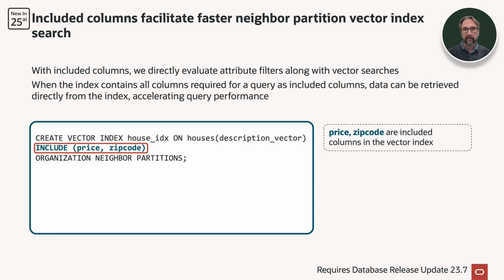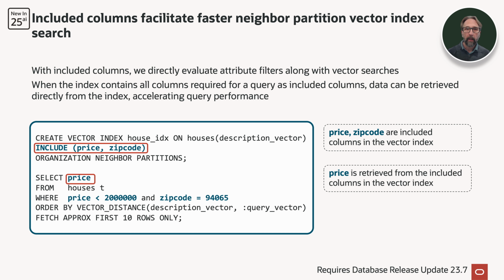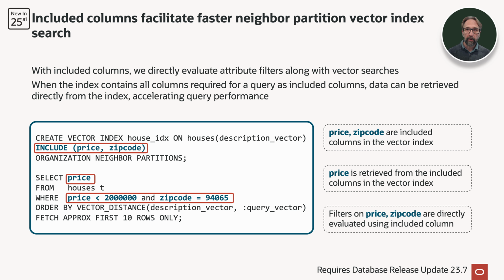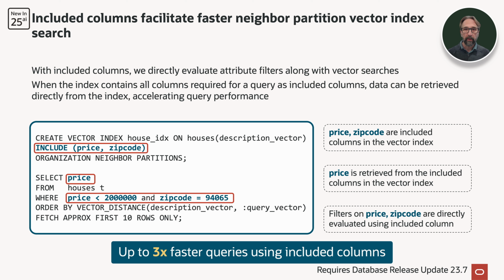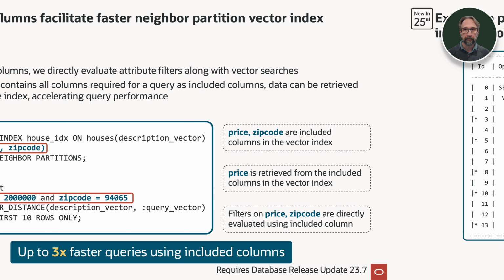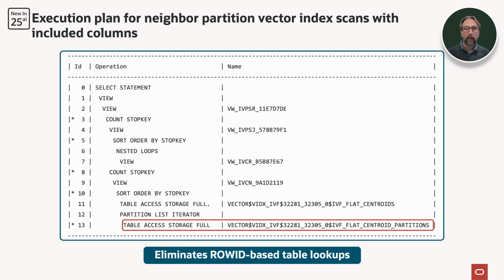Let's recreate our house_IDX index in this case and include the price and zip code columns, as you can see on the screen. When we now search or re-execute our query, price is retrieved from the included column in the vector index, and filtering on price and zip code are also directly evaluated using the included columns. This leads to up to 3 times faster queries using included columns. We can also see that we've eliminated the row ID base table lookups in the explain plan.